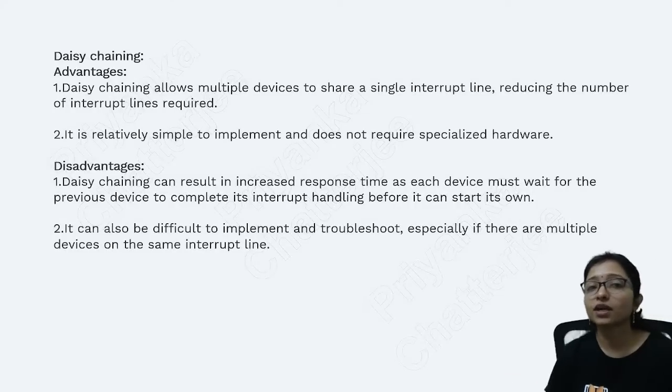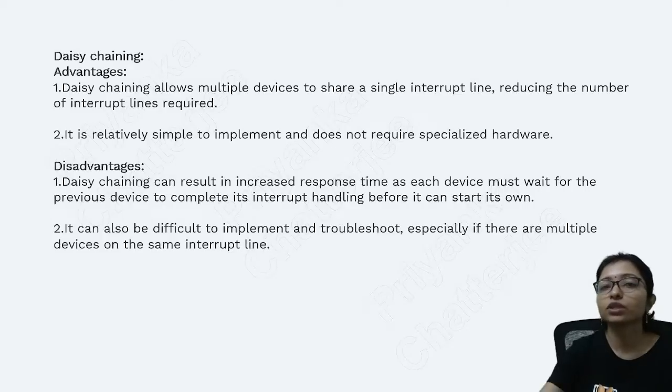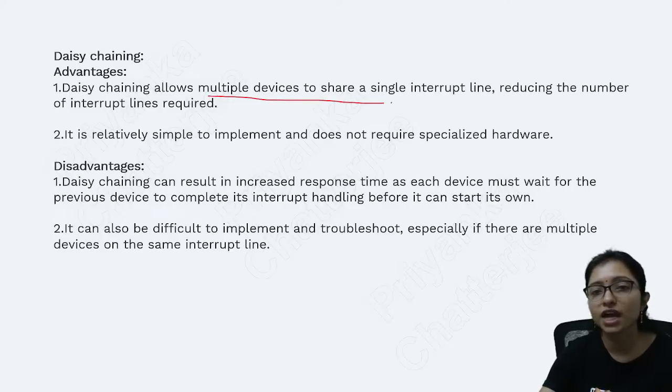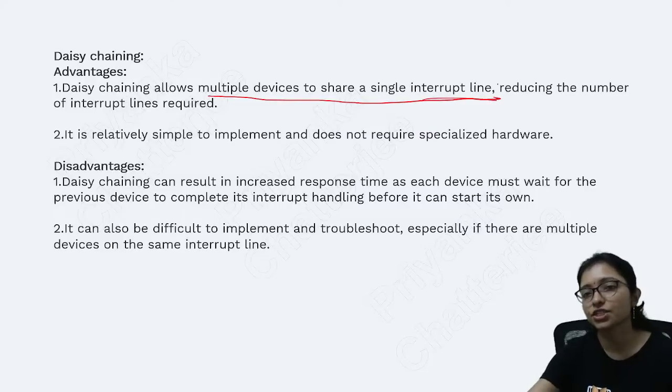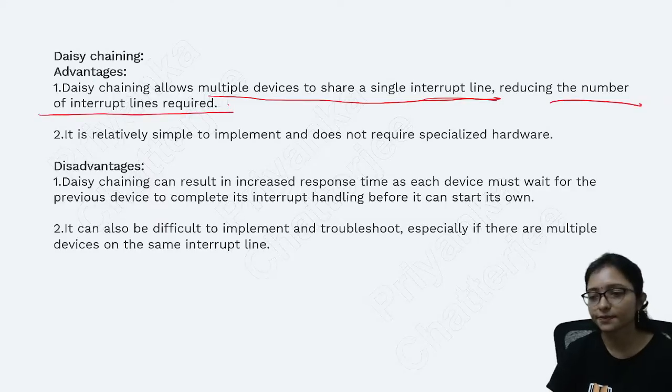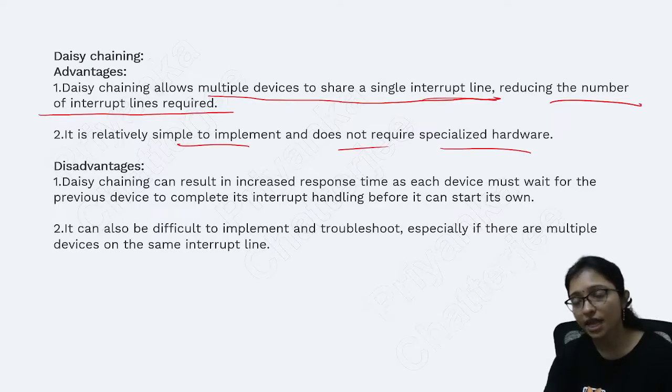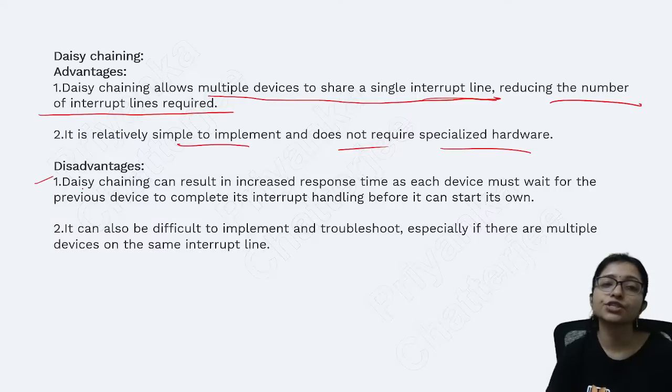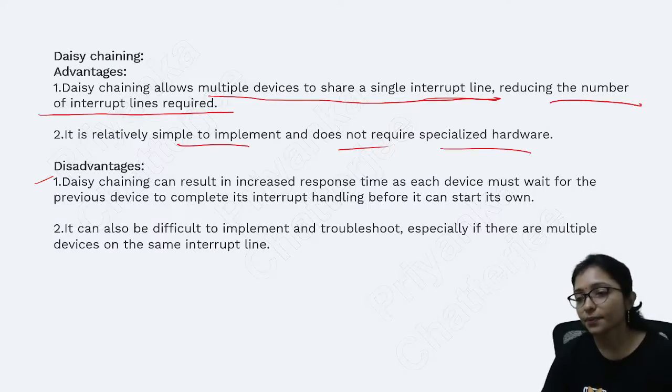For daisy chaining, what is the advantage? Daisy chaining allows multiple devices to share a single interrupt line. That is the main advantage of daisy chaining, reducing the number of interrupt lines required. It is also relatively simple to implement and does not require any specialized hardware. Then what is the disadvantage? The disadvantage is that daisy chaining can result in increased response time.